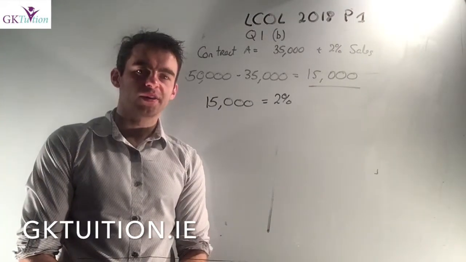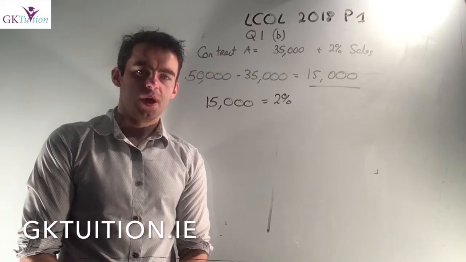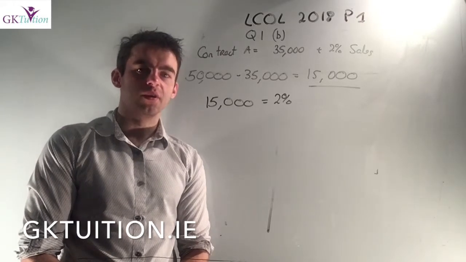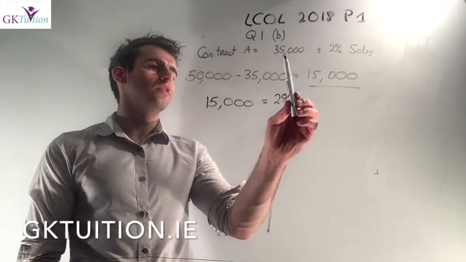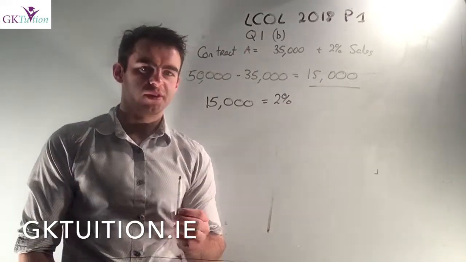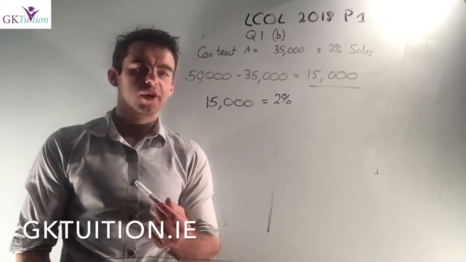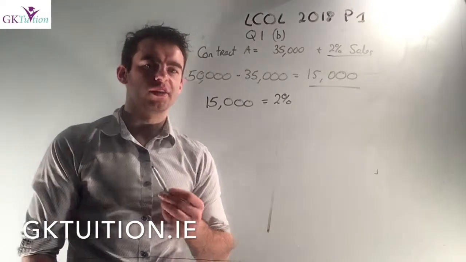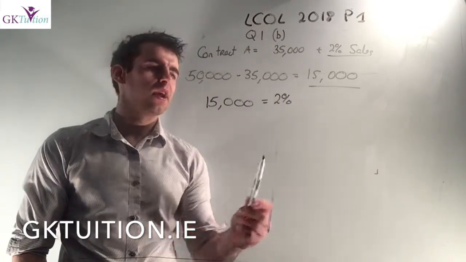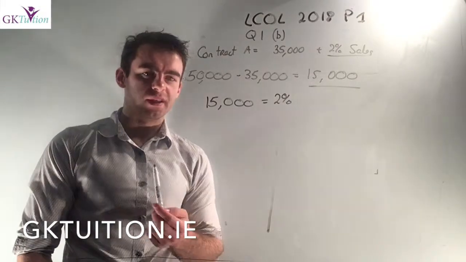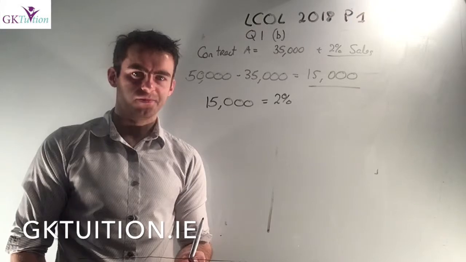In the second part of this question, we're introduced to Mary. Mary earned €50,000 under contract A. We know that if she's on contract A, she got 35,000 plus 2% of her sales. So first thing I need to work out is how much commission did she actually earn? So if she earned 50,000, I subtracted 35,000. That means that Mary must have earned €15,000 in commission last year.